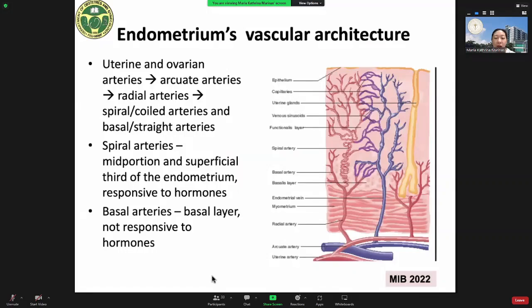The vascular architecture of the uterus and the endometrium is of significant importance in pregnancy. The uterine and ovarian arteries branch and penetrate the uterine wall obliquely inward and reach its middle third and then ramify to become the arcuate arteries. And then the radial arteries go up and form the spiral or coiled arteries, and then the basal straight arteries.